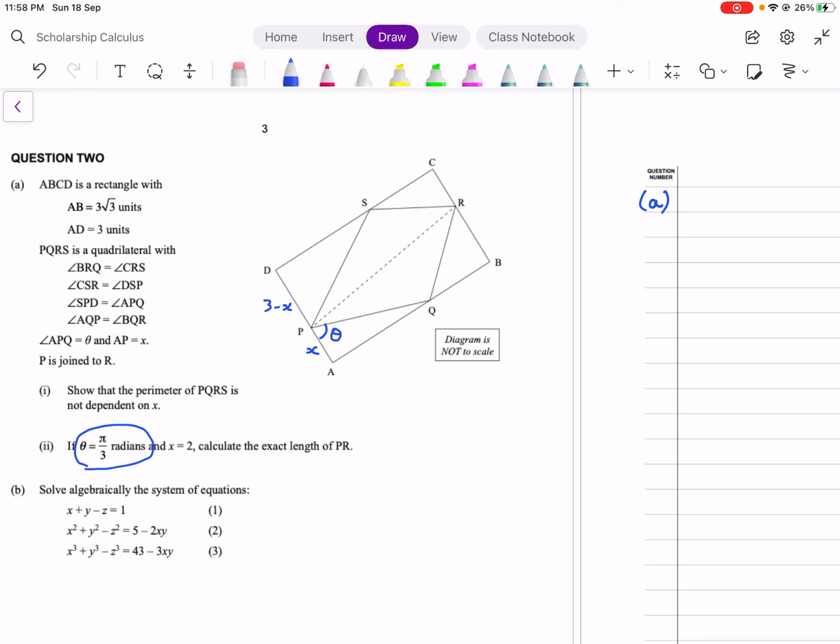If we just go around all the diagram, we've got angle APQ, angle AQP, BQR. Where angle APQ equals SPD, this one's theta, this one will be 90 minus theta, since angles have to add to 180, and that one's 90, so this will be 90 minus theta, this will be theta, 90 minus theta, 90 minus theta, back to where we started. Okay, so the length AQ.